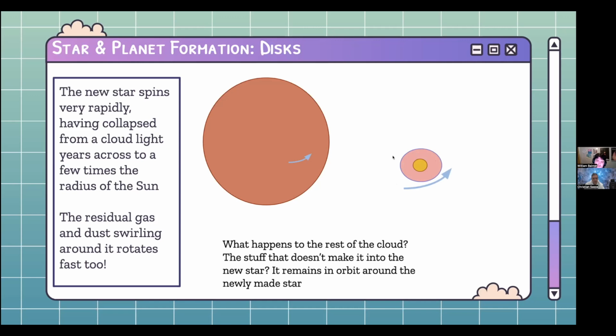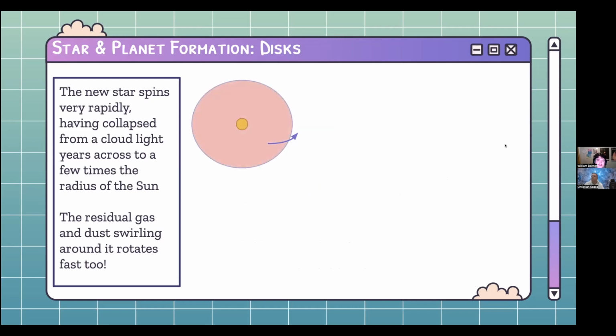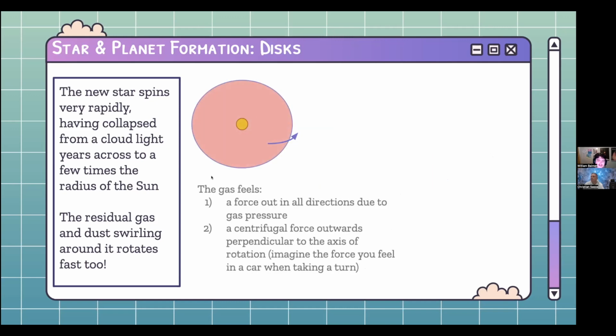So what happens to the rest of this residual material, right? It can't fall onto the star because all of that radiation pressure is now keeping it buoyed out at this size here. But it's still in orbit, and it's still orbiting very fast around this newly made star. So if we examine the sort of forces that this cloud of gas feels, right? It feels this gas pressure out in all of the directions.